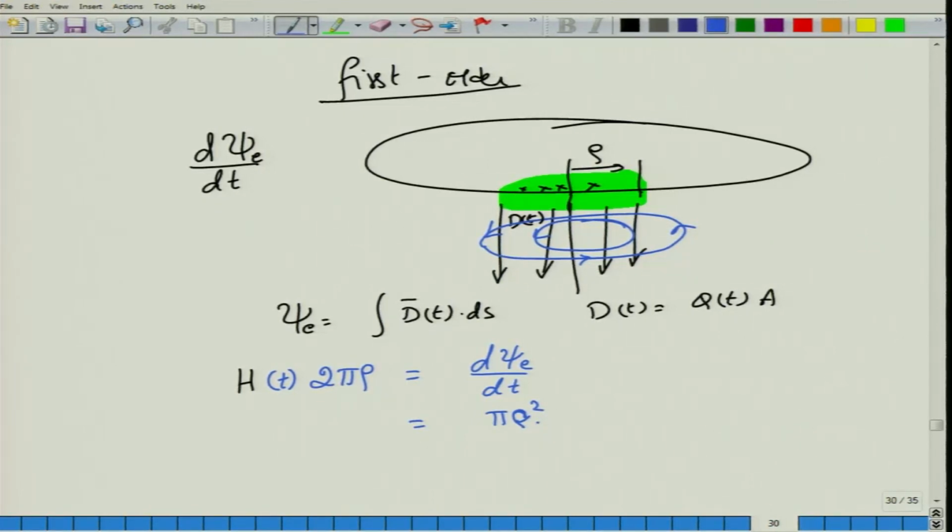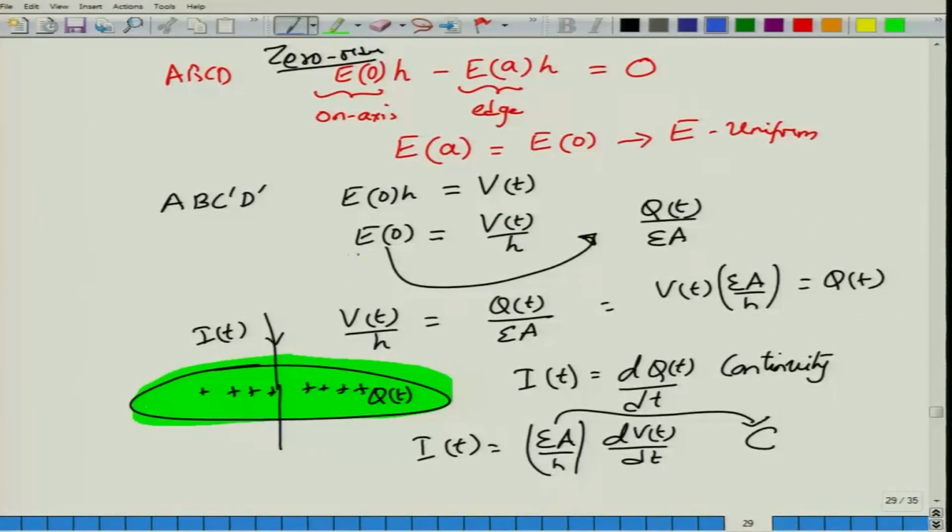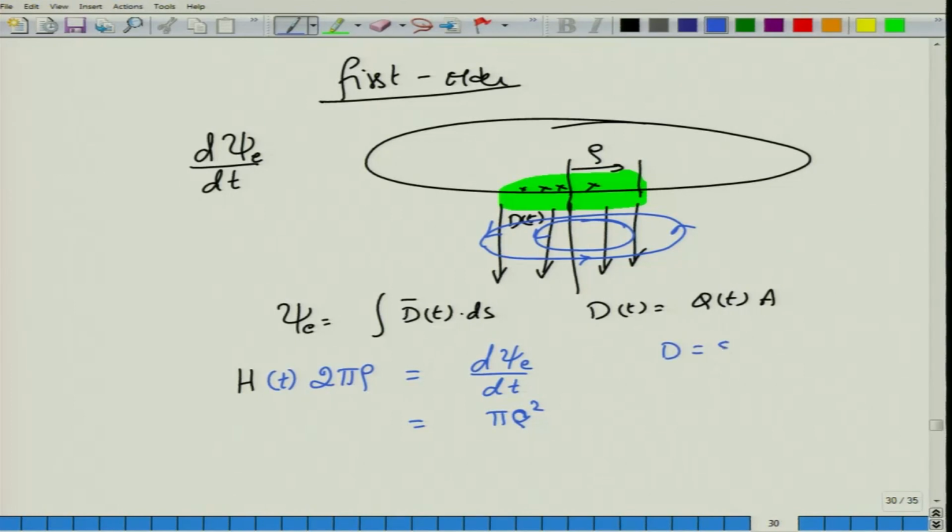So what is the D field that we have? We know the electric field from the previous example. E is given by V of t by h, and therefore the D field, D is given by epsilon times E, and E is V of t by h. Therefore I can write this as epsilon by h times V of t, and that must be equal to 2 pi rho times H of t, which gives me the magnetic field H circulating this one. So I will call this some H vector.